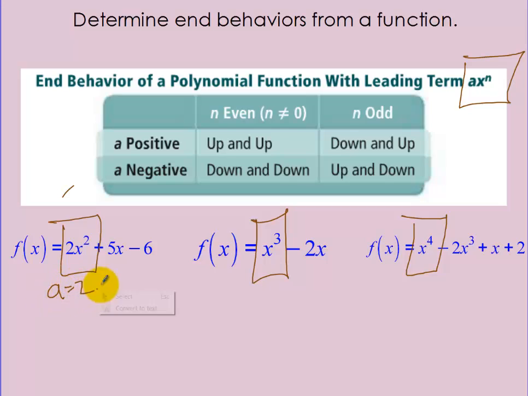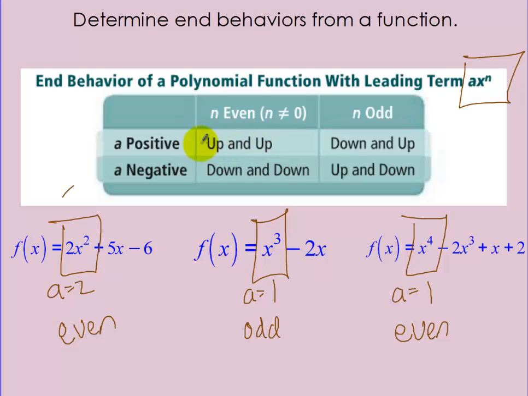So your a in this case is 2. Your a in this case, since there's no coefficient, is 1. And the a in this case is again 1. So you need to know what the leading coefficient is, and you need to know what the degree is, if the degree is even or if it's odd. In this case, the degree is 2, which is going to be even. The degree in this case is 3, which is going to be odd. And the degree in this case is 4, which is also even. When you know that information, you know what the end behavior is.